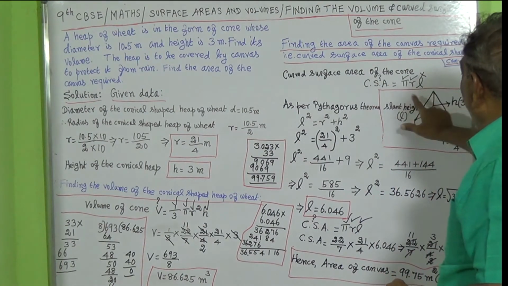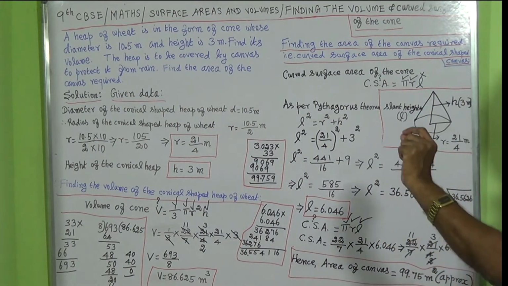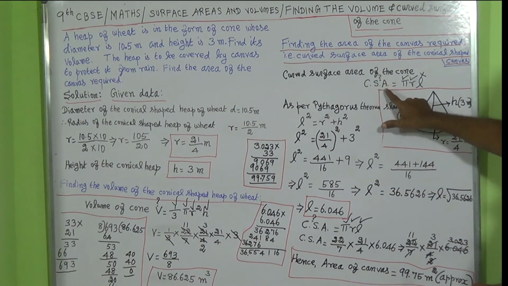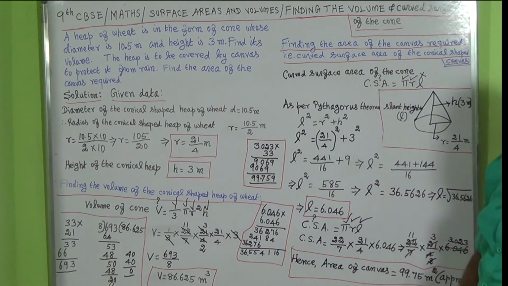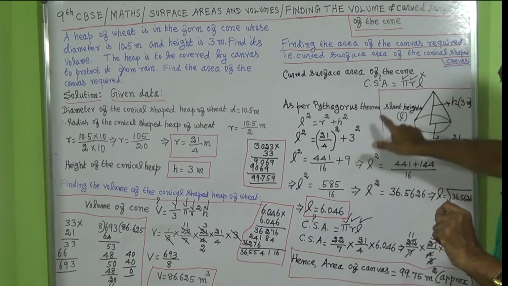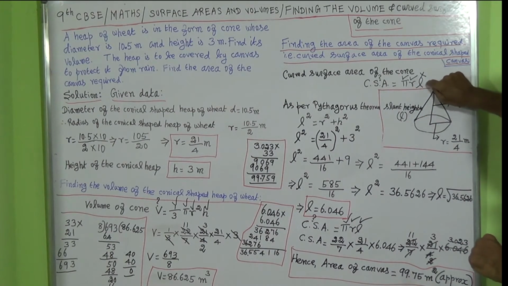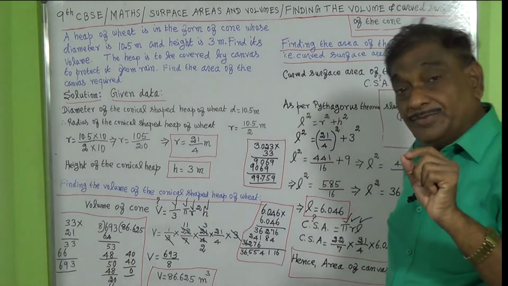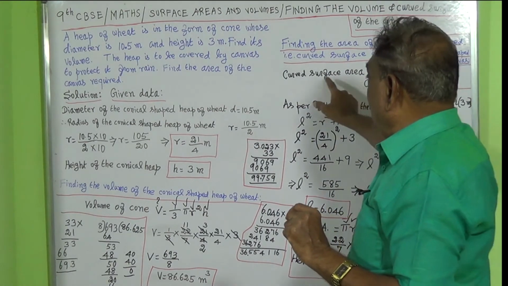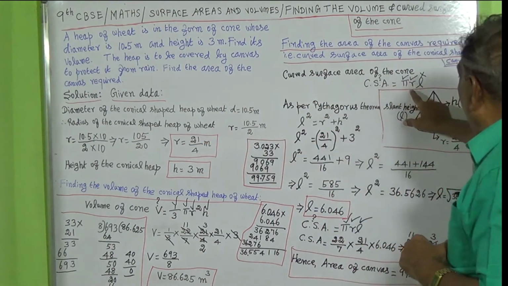In this equation, how many data are there? There are 4 data. On the left side, only one data, that is curved surface area. On the right side, we have 3 data. Of these 3 data, one is constant, that is pi. So the remaining 2 data are radius and slant height. Slant height, not the vertical height. We know the radius because the radius is given as 21 by 4 meter.